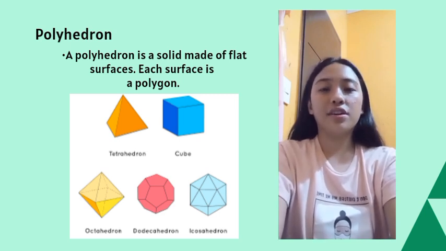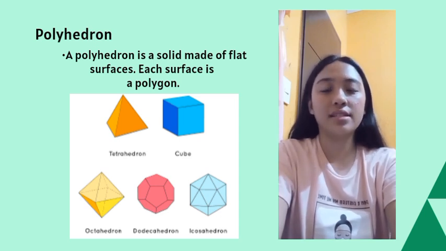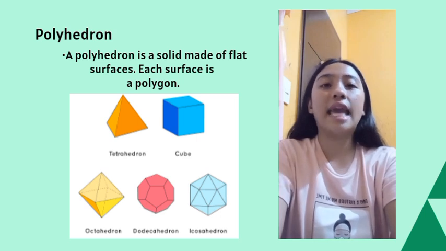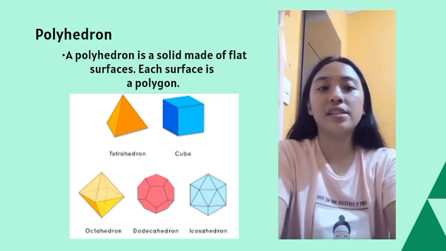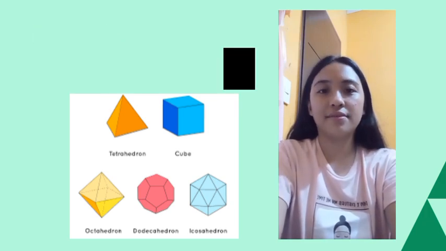The tetrahedron has four faces, four vertices, six edges, and the cube has six faces, eight vertices, 12 edges, and the decahedron has eight faces, six vertices, 12 edges, and the dodecahedron has 12 faces, 20 vertices, 30 edges, and the last is icosahedron, 20 faces, 12 vertices, 30 edges.